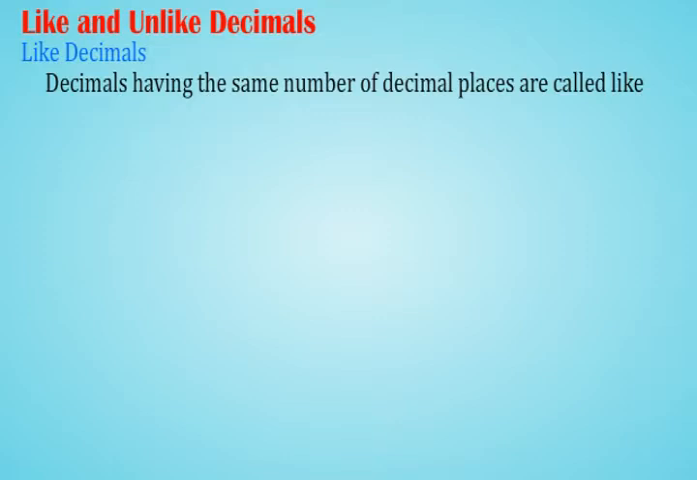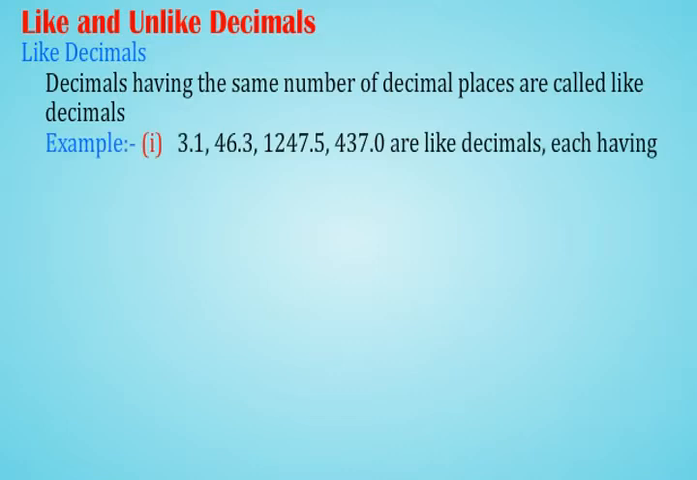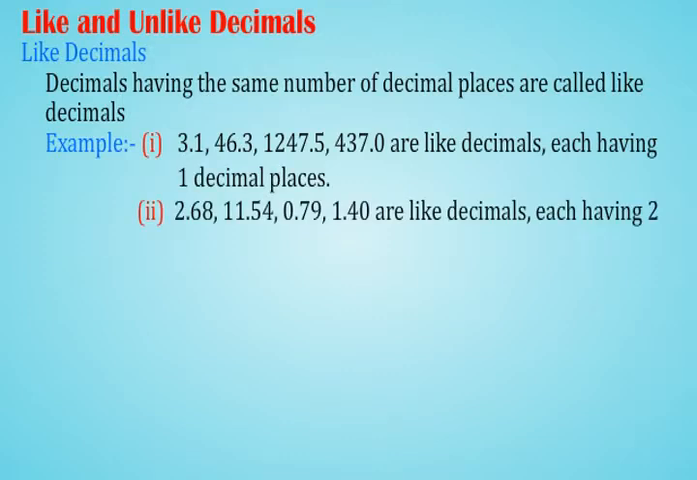Like and unlike decimals. Like decimals: decimals having the same number of decimal places are called like decimals. Example 1. 3.1, 46.3, 1247.5, 437.0 are like decimals having 1 decimal place. 2. 2.68, 11.54, 0.79, 1.40 are like decimals, each having 2 decimal places.